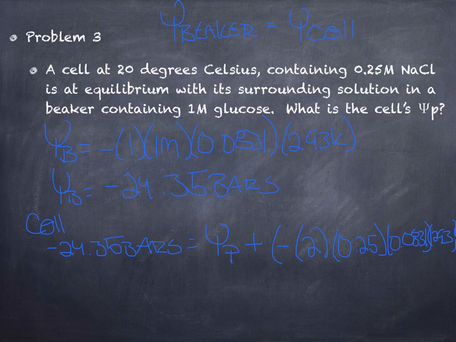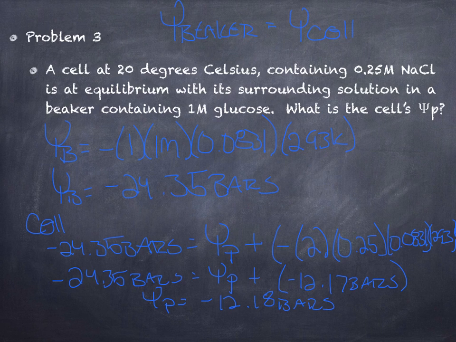Okay, so what we can do then is, negative 24.35 bars is equal to the pressure potential here, plus negative 12.17 bars, if we round to the hundredths. All right, so for our actual value for our pressure potential, using a little algebra, we're just going to add 12.17 bars to both sides, and we get the answer of negative 12.18 bars.